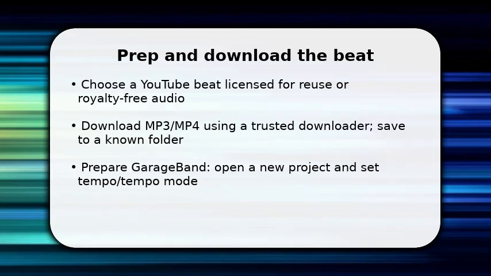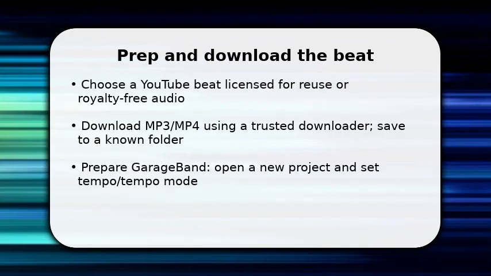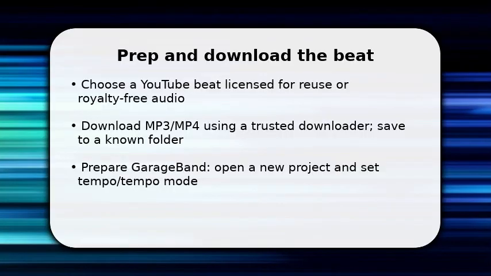You start by grabbing the beat file and getting GarageBand ready. You need a properly licensed YouTube beat. Once you confirm usage rights, download the file and place it in an easy folder. Open GarageBand, create a new project, and set the project tempo to match the beat.